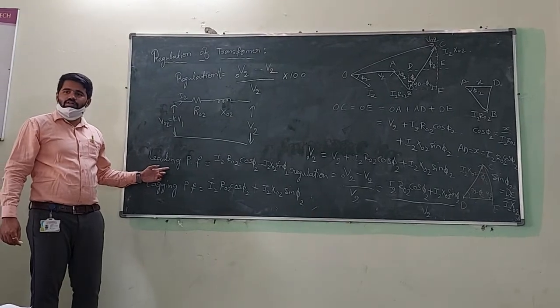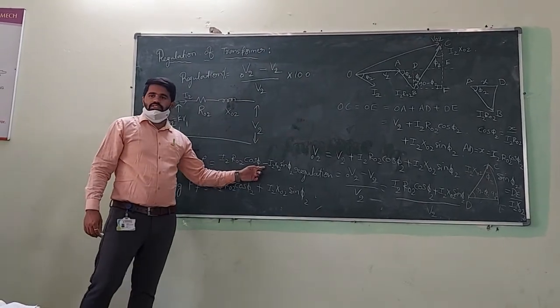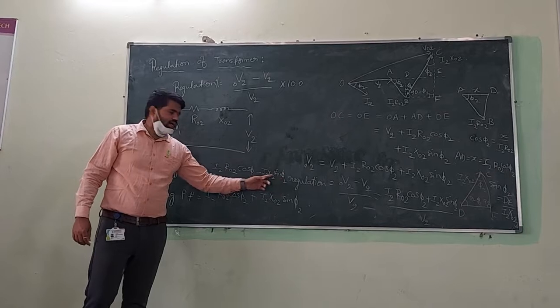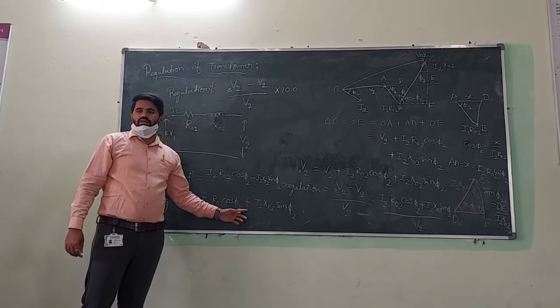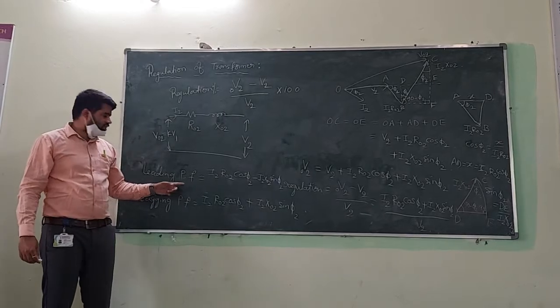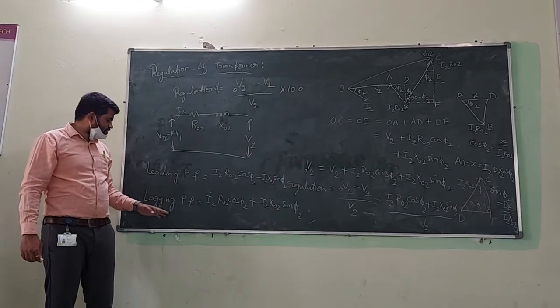For leading power factor, you will get this value minus. Sin of minus theta, you will get a minus value. Sin of plus theta, you will get a plus value. This formula is used for the leading power factor, and this formula is used for the lagging power factor.